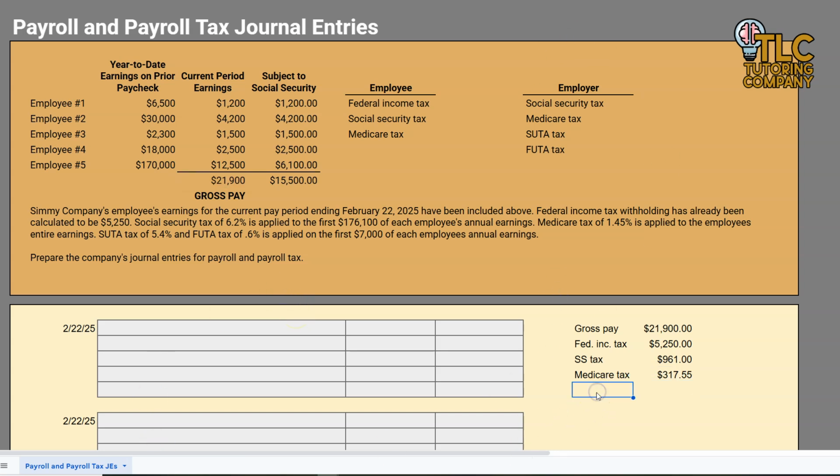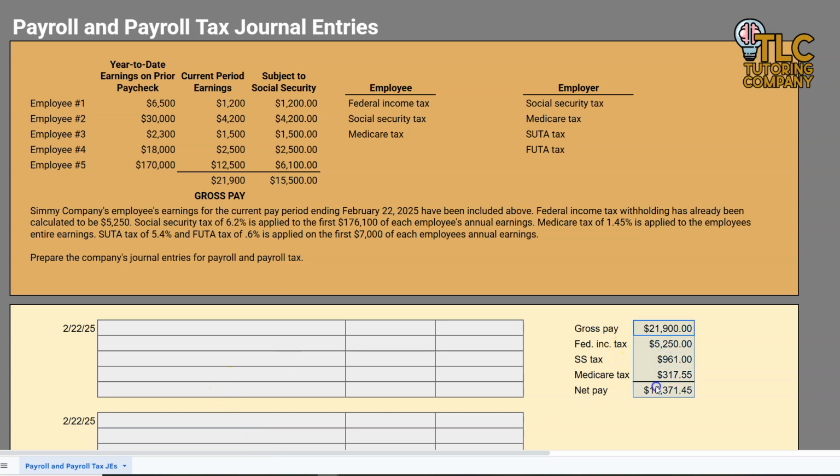So if we take a look at this, we can determine their net pay by taking their gross pay and minusing out all of the taxes that have to be withheld from their paychecks. So $21,900, let me do it the long way so you can kind of see the process. $21,900 minus their federal income tax withholding, minus their Social Security tax, minus their Medicare tax. So the net pay, the amount that is going to be on their paychecks as a total, I know it will be broken up by employee, but the total amount on their paychecks is going to be that $15,371.45.